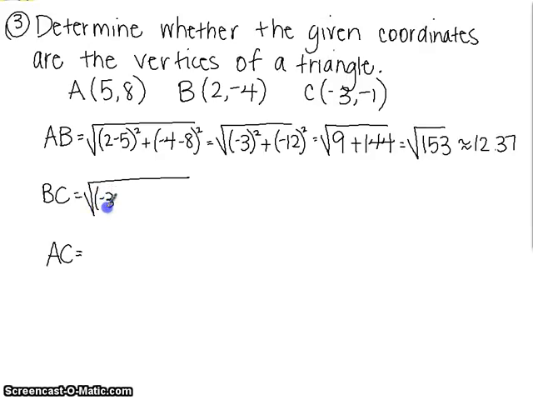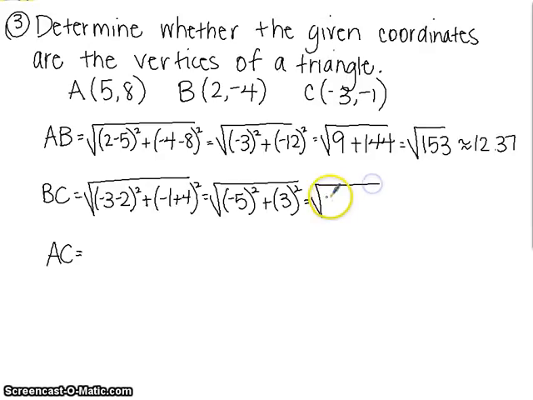So BC, negative 3 minus 2 squared plus negative 1 minus negative 4 is like plus 4. Okay. So we have negative 5 squared plus 3 squared. So that would be 25 plus 9, which is the square root of 34. And as a decimal, that would be about 5.83.